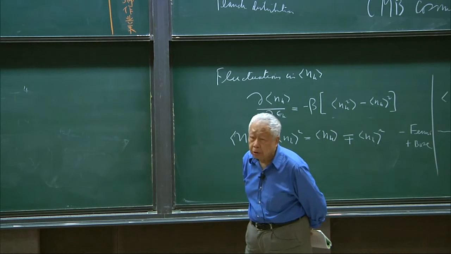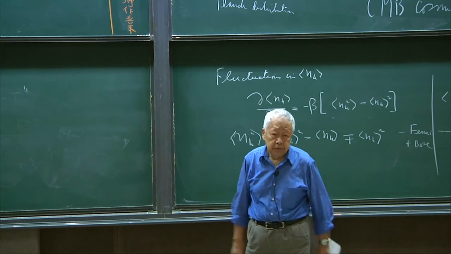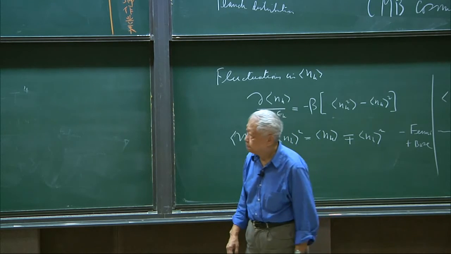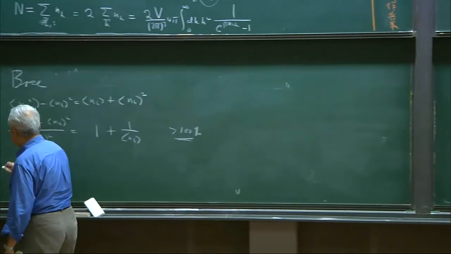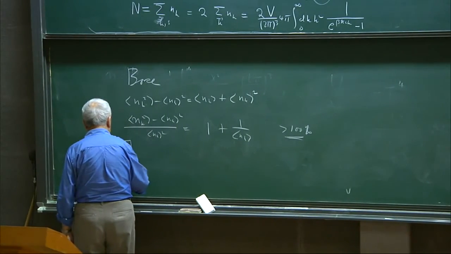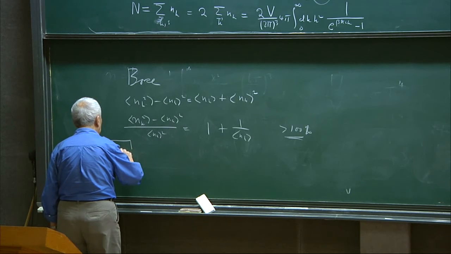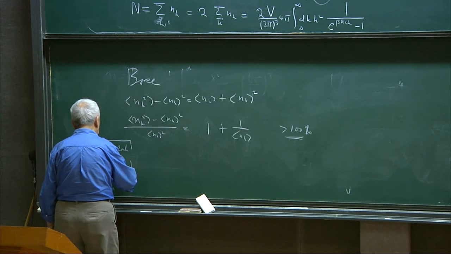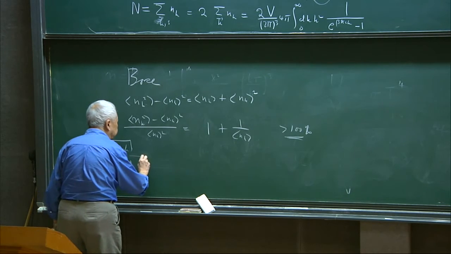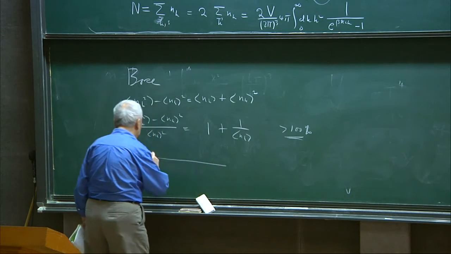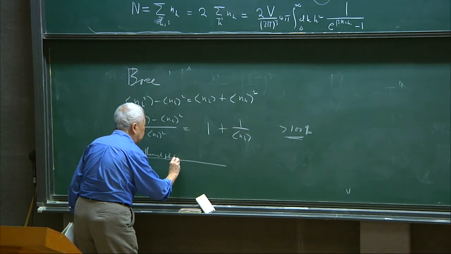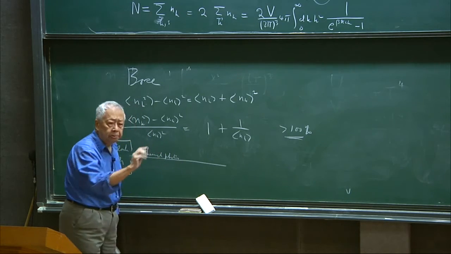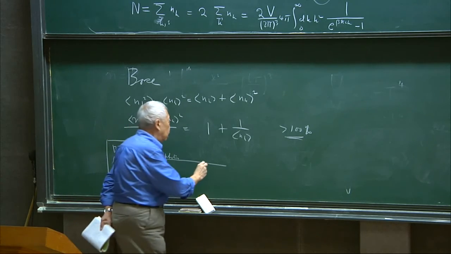And this applies to thermal photons, photons coming out of a black body. This means that if you take a beam, here's a black body. It contains photons. You open it up and a beam of thermal photons comes out. The fluctuations are very large. This is called lumping of photons.